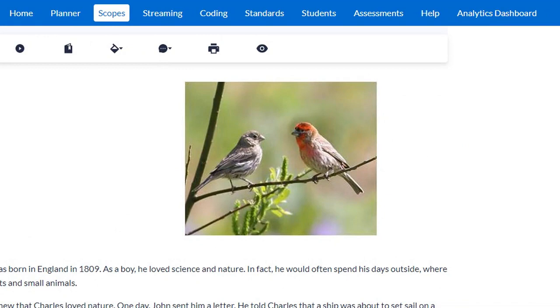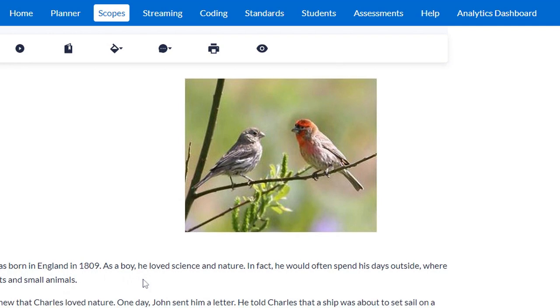Charles Darwin was born in England in 1809. As a boy, he loved science and nature. In fact, he would often spend his days outside where he could collect plants and small animals.